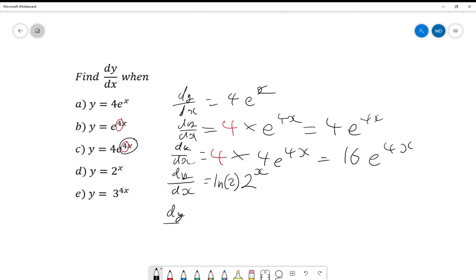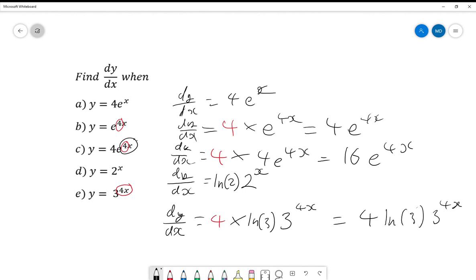Similarly here, we've got this 4 inside the function, and so it's going to be equal to 4 times, and then differentiate the function. Well, 3 to the power of x differentiates to itself with some multiple, and that multiple is going to be the natural log of 3. And so our final answer is 4 lots of the natural log of 3 times 3 to the 4x will be our derivative of 3 to the power of 4x. And that's all there is to it.